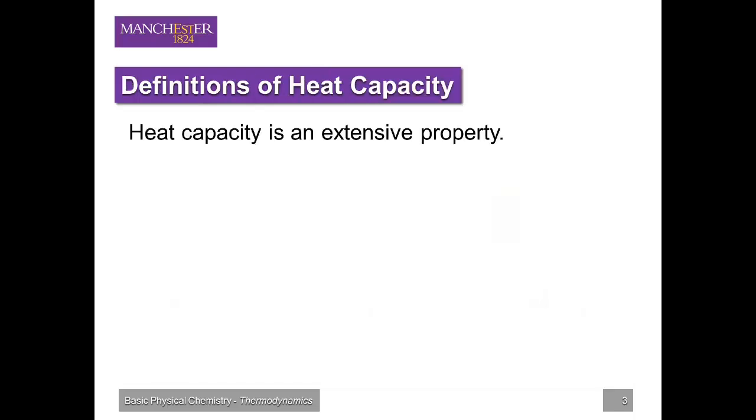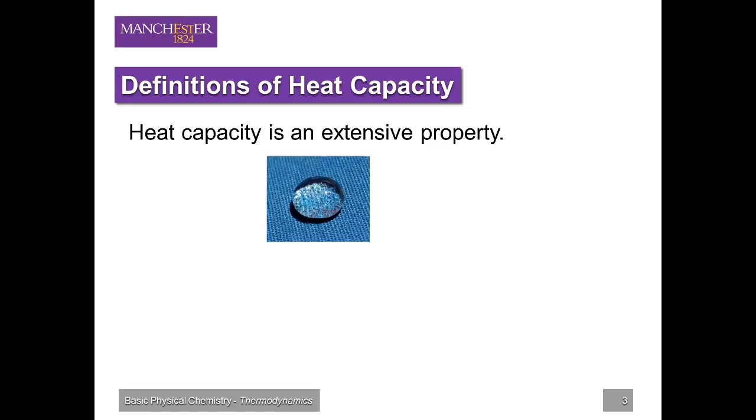Heat capacity is an extensive property. That is to say, its value is dependent on the amount of substance under consideration. For example, it will take significantly less heat to raise the temperature of 1 drop of water by 1 degree than it will to raise the temperature of an entire swimming pool by 1 degree. The swimming pool will therefore have a far higher heat capacity value than the droplet of water, even though both are made of the same substance.